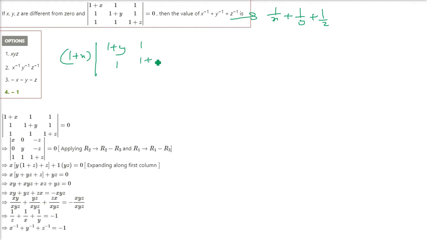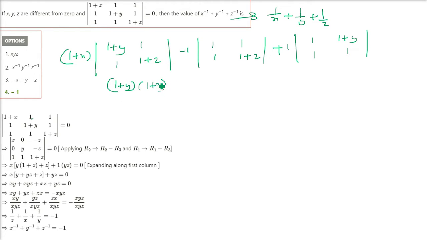1 plus x, then minus 1. I am opening it using the first row. Then we have 1 plus z, then we have plus 1. So 1 plus y and 1. Okay, so 1 plus x has come. I'm just verifying it. And from 1 this has come. Okay, so 1 plus x, and let us solve it. I'm solving the internal one: 1 plus y into 1 plus z minus 1. 1 plus x is already outside. Then minus 1. What do you get?